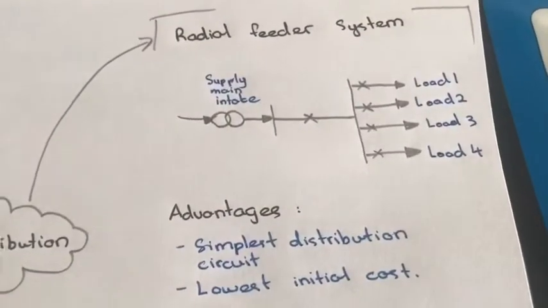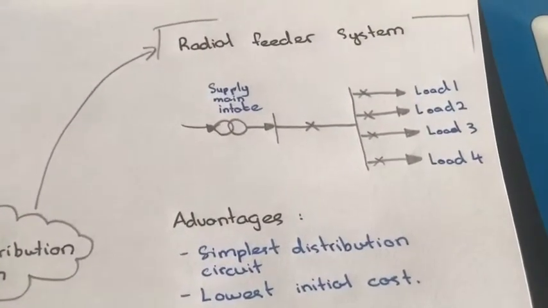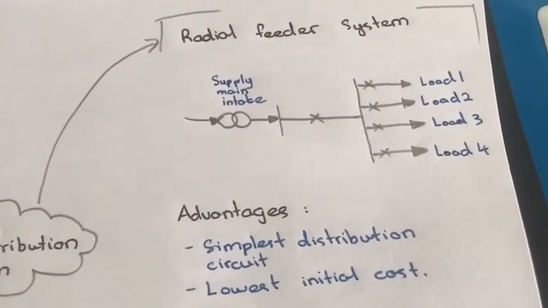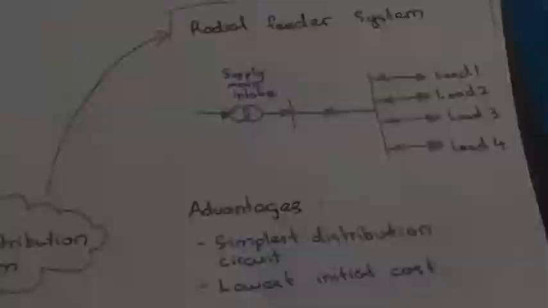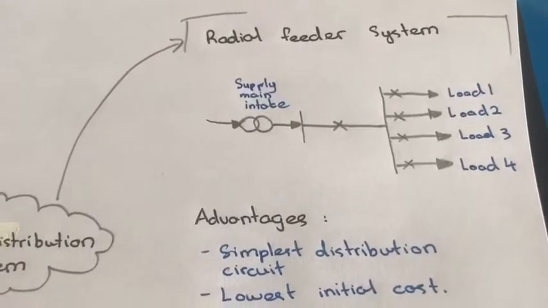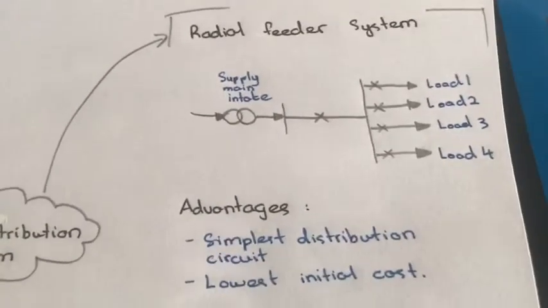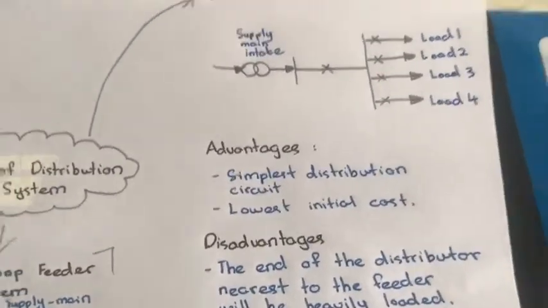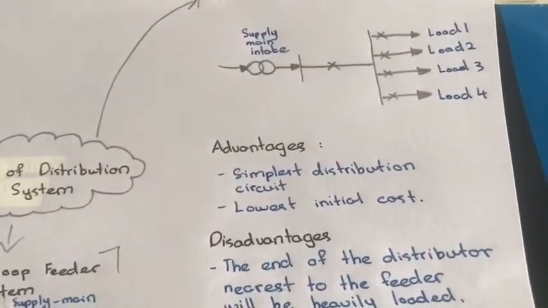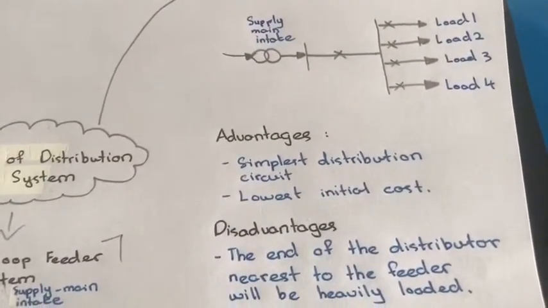For the radial feeder system, most power distribution systems are designed to be radial and to have only one path between each customer and substation. The radial system is employed only when power is generated at low voltage and the substation is located at the center of the load. The advantages of the radial feeder system are the simplest distribution circuit and lowest initial cost.